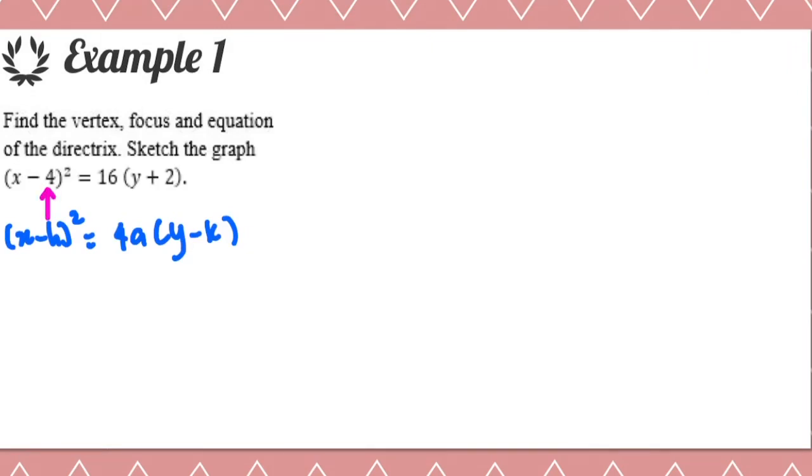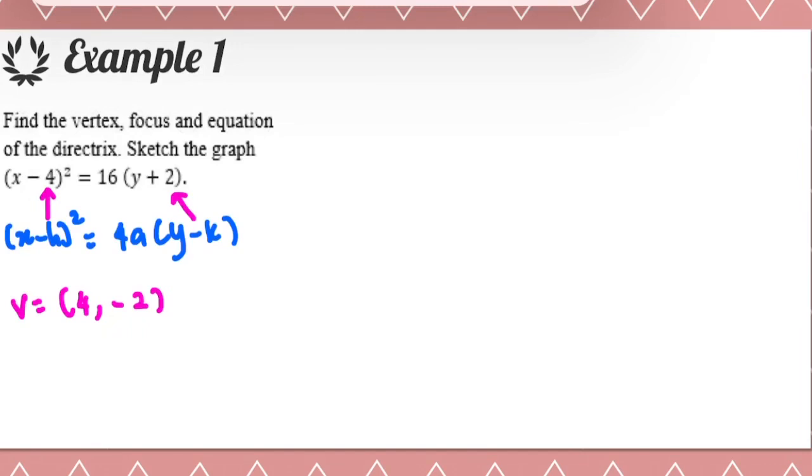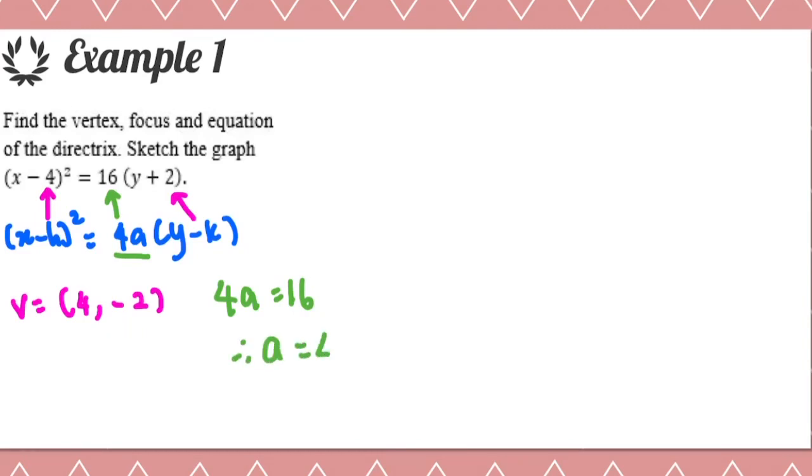Then let's compare and find the vertex. So that is your h and that is your k. Let's solve for the vertex. The vertex is (4, -2). Next, let's compare the coefficient here of 4a. 4a is equal to 16. Therefore, your a is equal to 4.